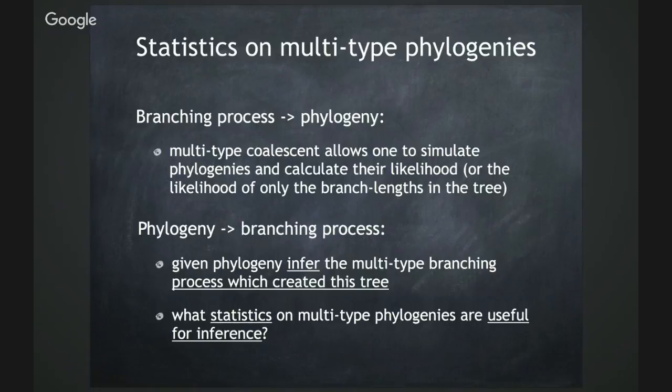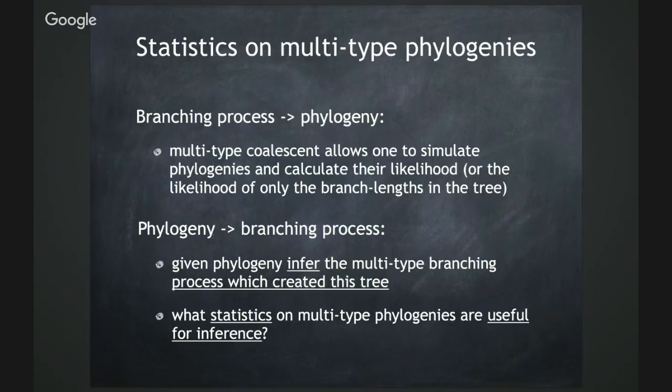And now the second part of the talk, I wanted to talk a little bit about whether one can go backwards and use certain statistical features of the phylogeny to infer some of the parameters of the original branching process. So if you have the phylogeny, what kind of statistics or what features of these multi-type phylogenies? When I say multi-type phylogeny, I'm not going to assume that one knows all of the states in the history of the tree, but at least the states of the current species, and maybe looking at one generation back.